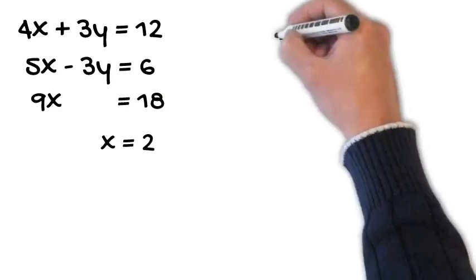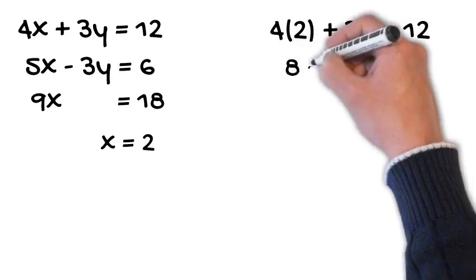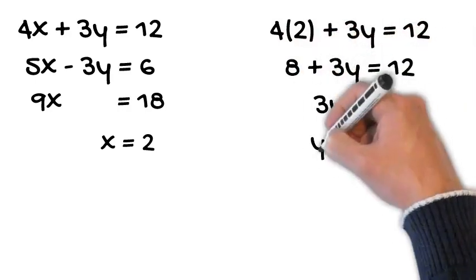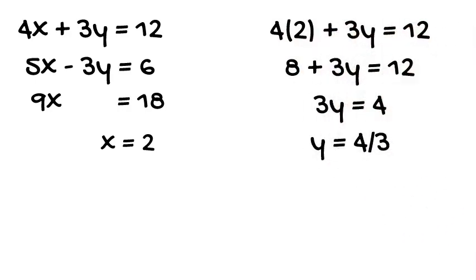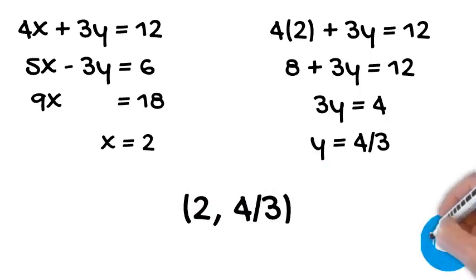Now, just like with any other solving a system of equations, we plug that in to the first equation and we solve for the second variable. In this case, we get y equals 4/3. So the solution to this equation, or rather system of equations, is the ordered pair 2, 4/3.